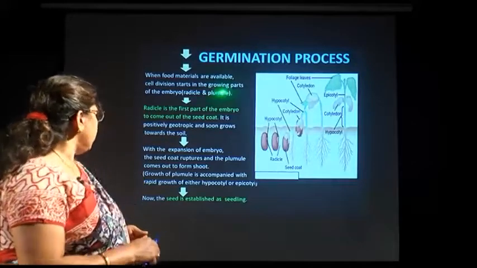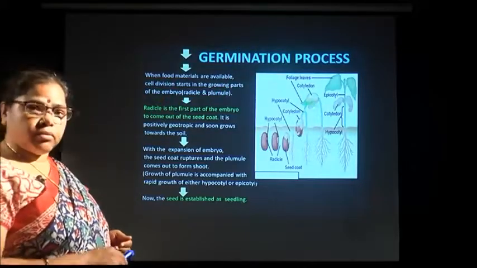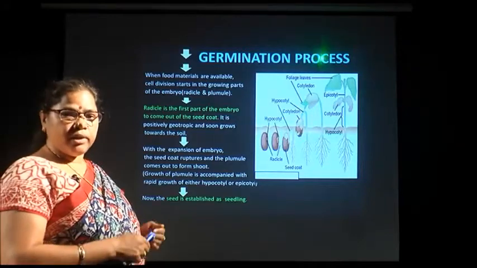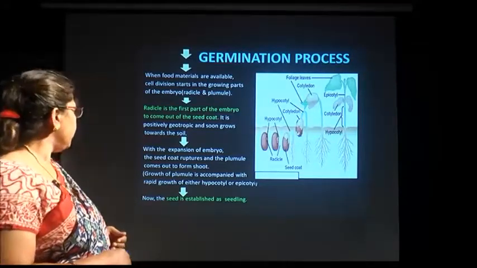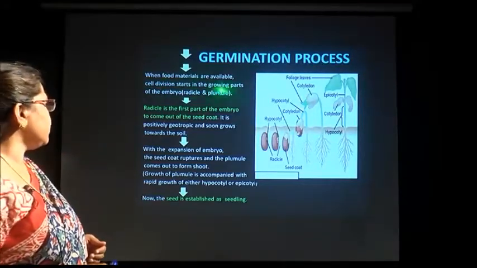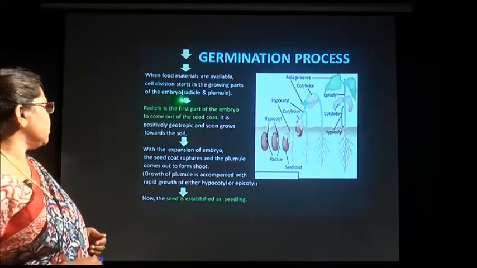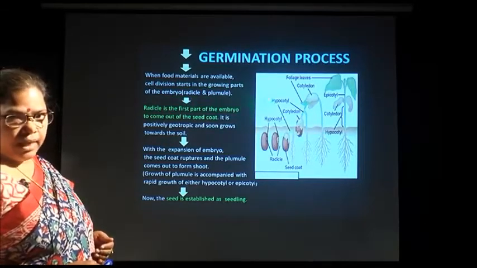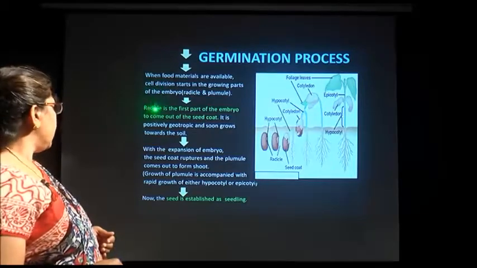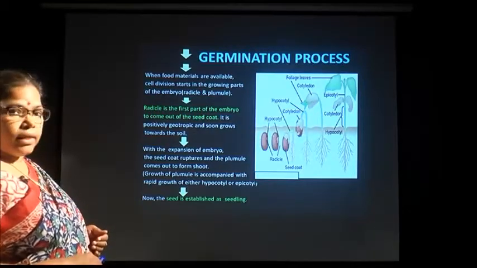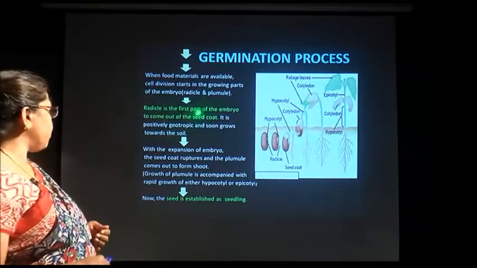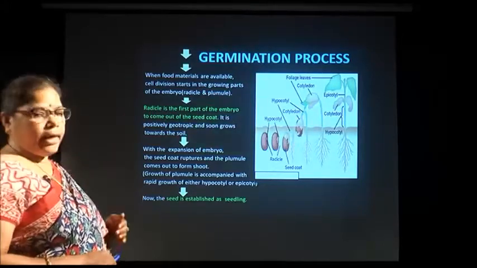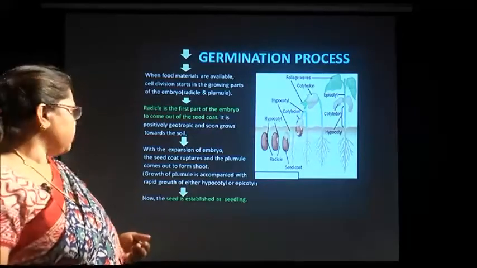Then the food materials are available. After the food materials are available by the process of mobilization of the reserve, the cell starts dividing in the growing part, that is the radicle and plumule. As I have already told you, the radicle is the first one, it gives rise to the root system, and it is the first part of the embryo which emerges out of the seed coat.